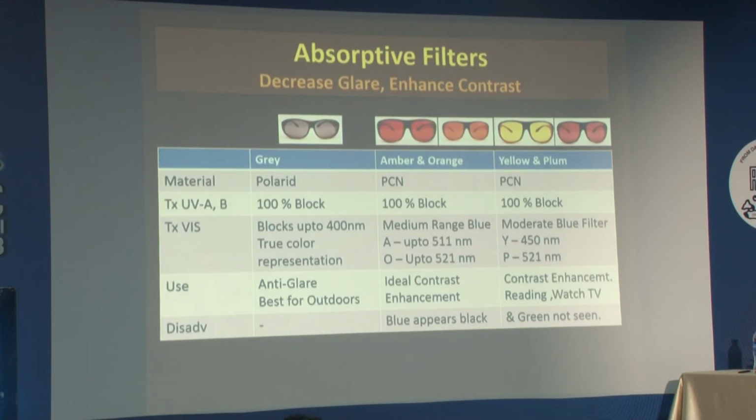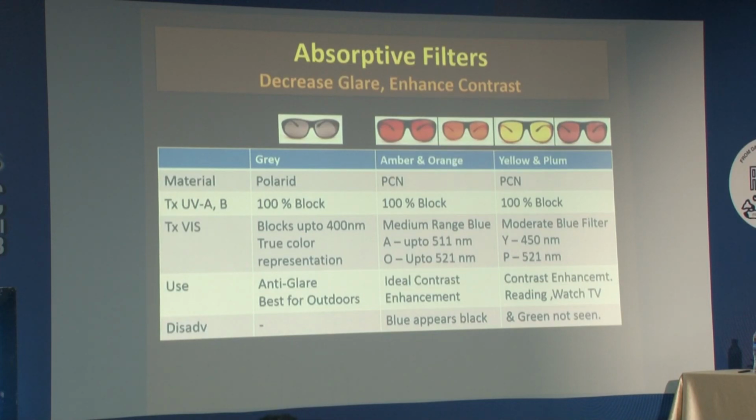Then let's discuss a little bit more in detail about these absorptive filters. The material of the gray one is Polaroid. All the rest of them are polycarbonate. All 5 of them block UVA and UVB 100%. The gray Polaroid one blocks up to 400 nanometers of light and provides true color representation. It's an excellent anti-glare filter for outdoor use. And the other ones are medium range blue light blockers, and they are ideal for contrast enhancement. The one in the middle column is for outdoor use, the one in the right hand column mostly for indoor use.